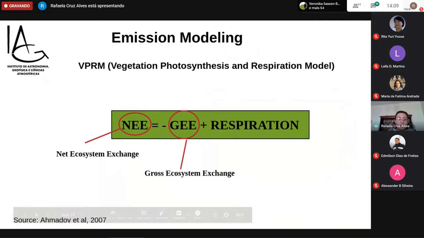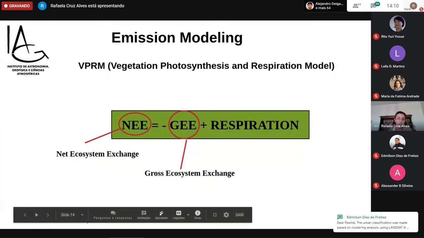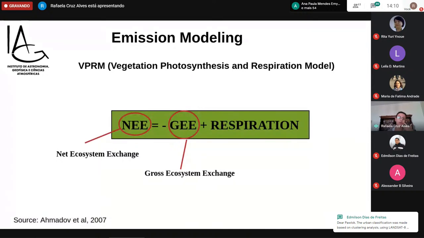Another example is the model VPRM. It calculates the CO2 flux by photosynthesis and vegetation respiration. The equation shown below gives the net exchange of CO2. Net ecosystem exchange of CO2 is the sum of the gross ecosystem exchange with respiration. This model uses meteorological fields from Earth and high-resolution satellite images to simulate biosphere CO2 fluxes, with realistic spatial and temporal patterns.